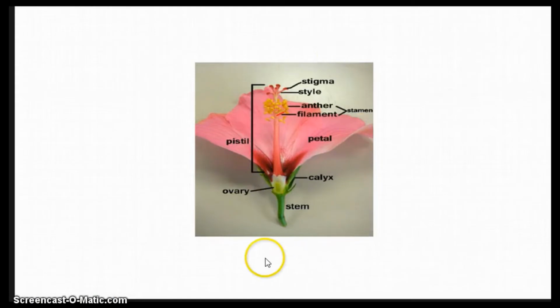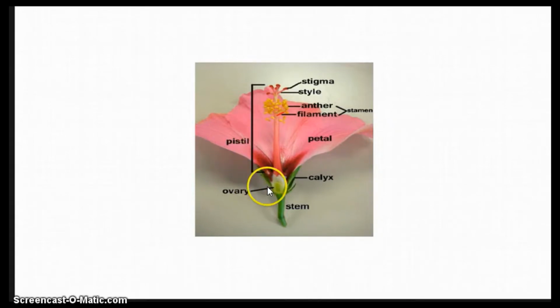So this is the diagram of a flower. As you can see, this is the stem or the stalk of the flower. Then these green colored parts are called sepals or calyx. Calyx is the name, or we can call them sepals. Then the colored part is the petals. Then we have the female reproductive part, the pistil, and the male reproductive part, which is the stamen.